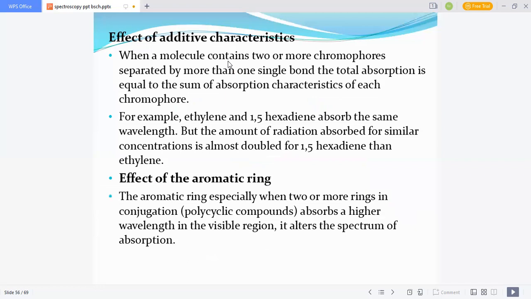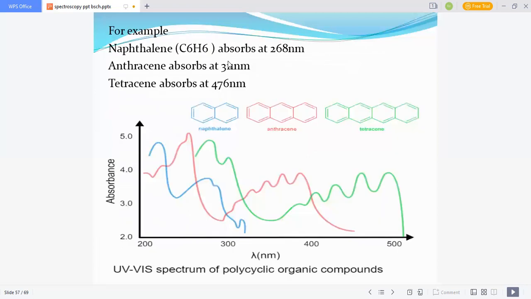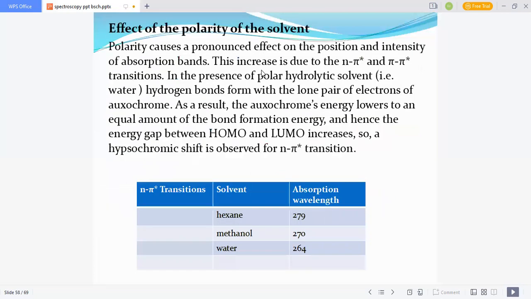Effect of the aromatic ring. The aromatic ring, especially two or more rings in conjugation, absorbs at higher wavelength in the visible region and it alters the absorption spectrum. Go to the next slide. For example, benzene absorbs at 260 nanometer, anthracene absorbs at 211 nanometer, and tetracene absorbs at 476 nanometer. Show the picture.